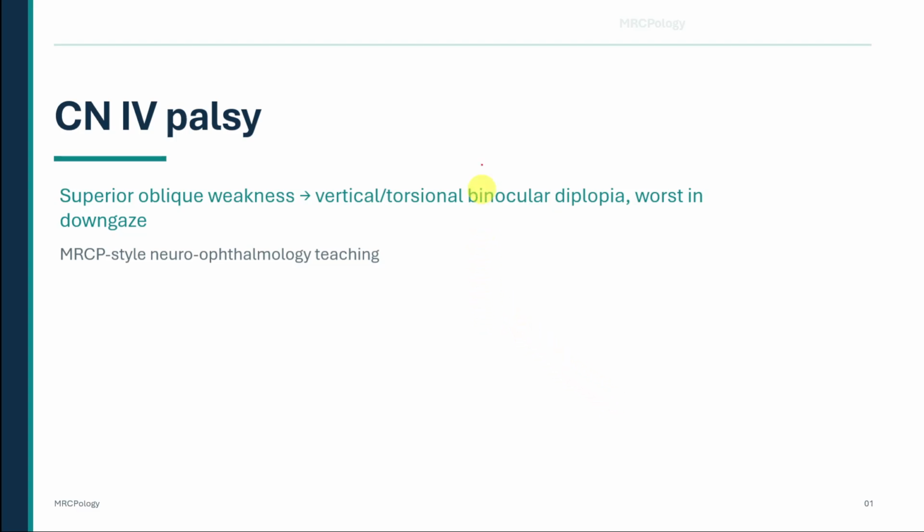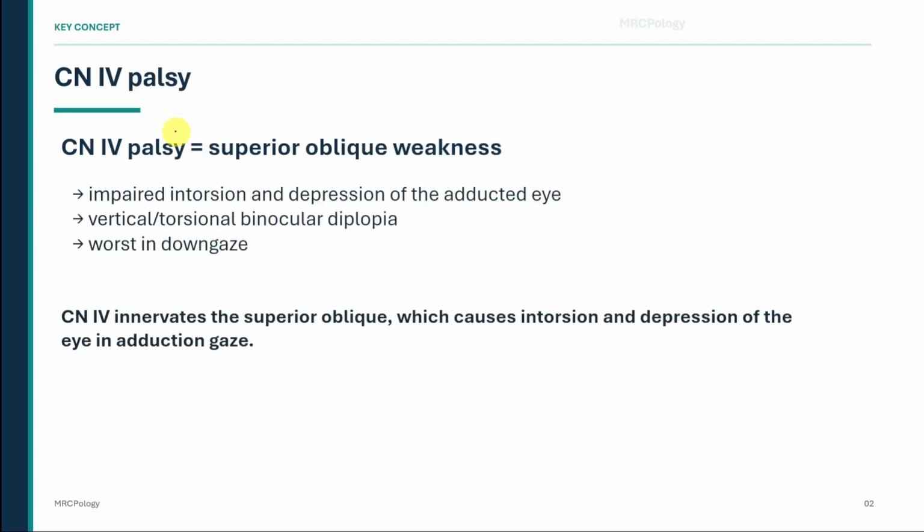Imagine a patient says, "Doctor, I see two images when I walk downstairs, and it is worse when I look down to read." That is a classic setting where you should think about a fourth cranial nerve palsy. CN IV is the trochlear nerve. It supplies one muscle, the superior oblique. So, CN IV palsy means superior oblique weakness.